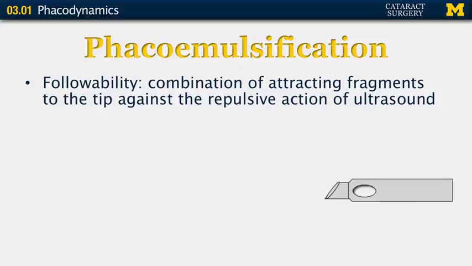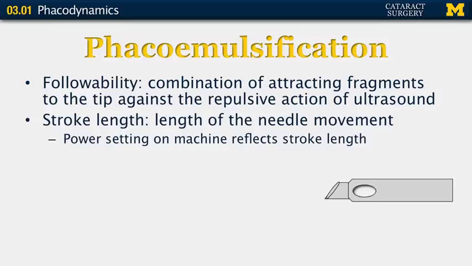Now I want to introduce a term called followability. This is defined as a combination of the forces that attract the fragments to the tip of the phacoemulsification handpiece against the repulsive action of the ultrasound, because that needle is physically pushing things away. In other words, it's how well things are brought to the tip of the ultrasound instrument and stay there. Stroke length is another important term to understand. It's the physical length that the needle moves within the phaco handpiece, between 2 and 4 thousandths of an inch. The power setting that we set on the phaco machine is a reflection of the stroke length. A higher stroke length is set as a higher power.